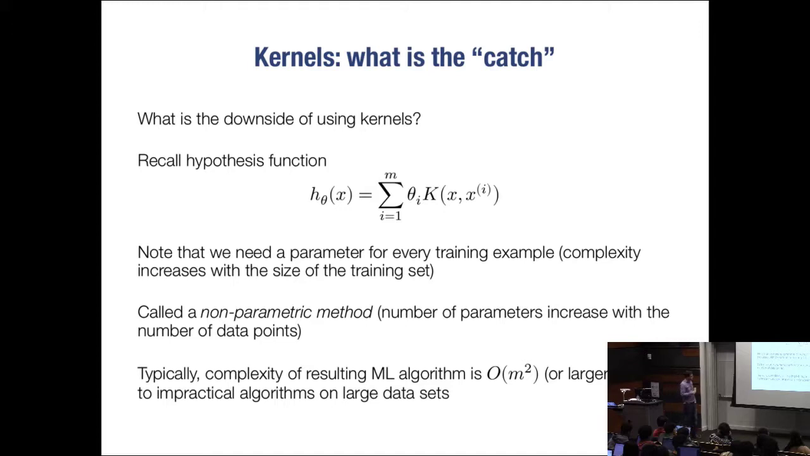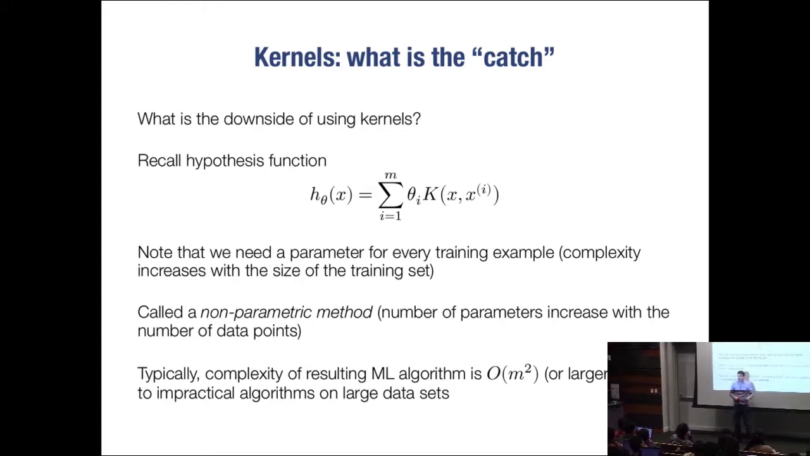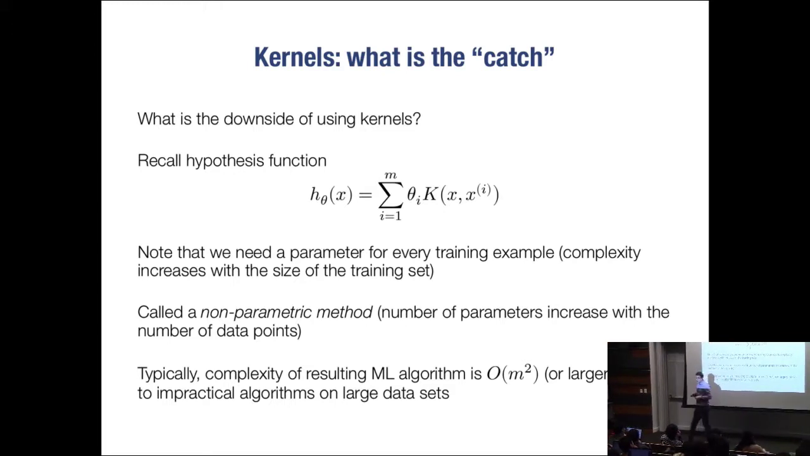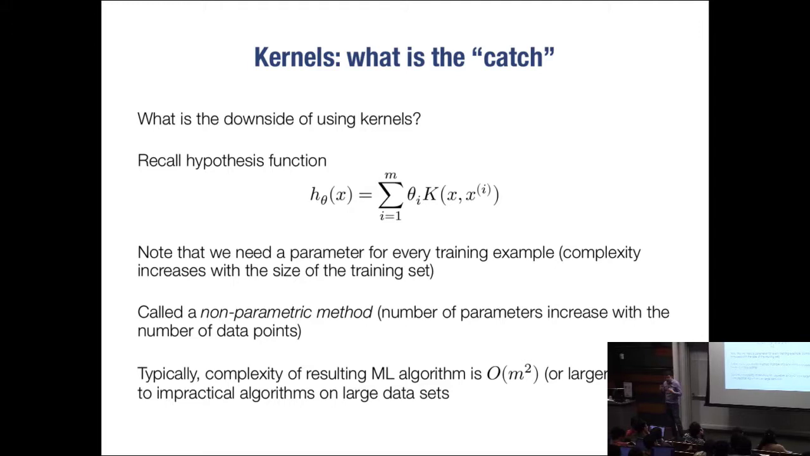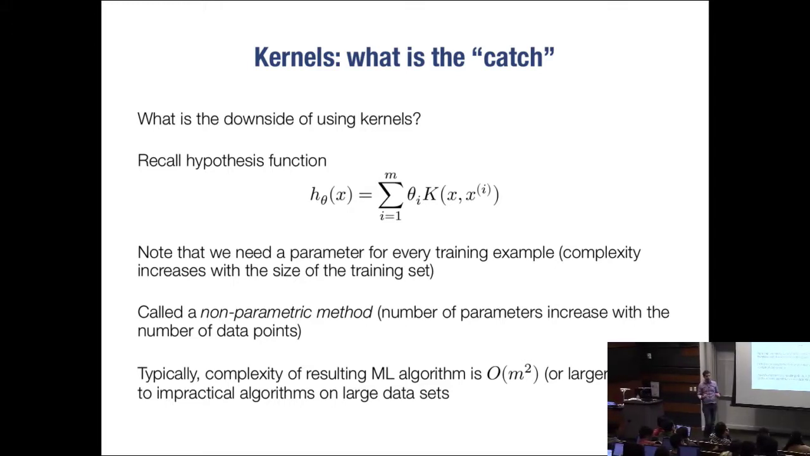And the practical result here is that most machine learning algorithms end up now having complexity something like m squared. It's the number of data points you have squared. And this really can kill you if you have large data sets. So while kernels were really a breakthrough in representational power, they weren't the most natural fit for really, really big data sets.